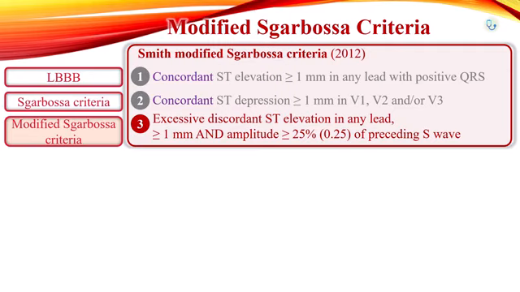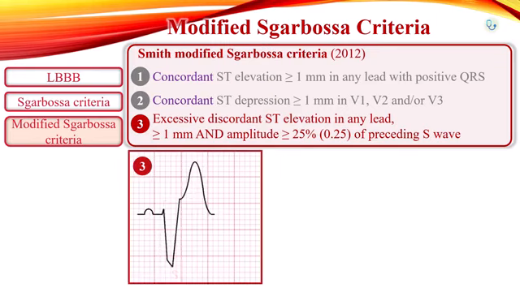To measure the ST to S ratio, measure the amplitude of the R or S wave, whichever is the most prominent, and the amplitude of the ST segment. The ratio of ST to S is calculated for each lead that has a discordant ST deviation of at least 1 mm.